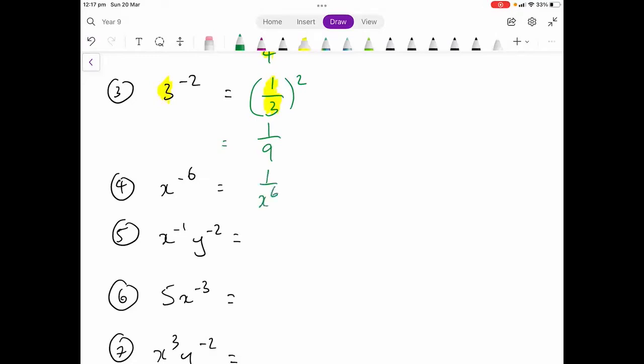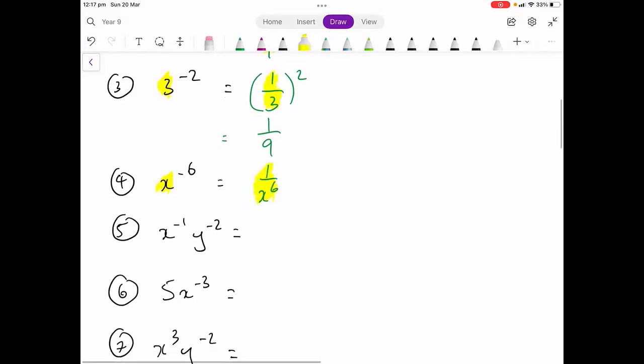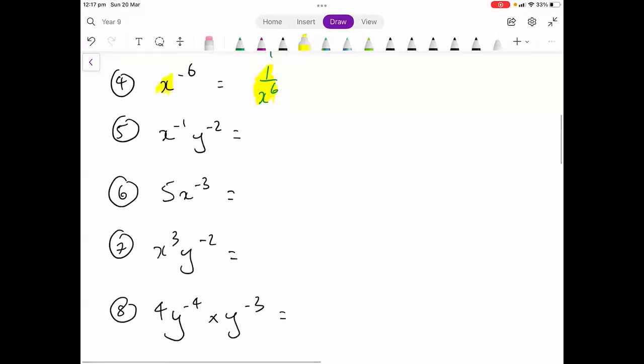Question 4, x to the power of negative 6. The numbers don't change. The negative just means that you take something from the numerator to the denominator. So that becomes 1 over x to the power of 6.